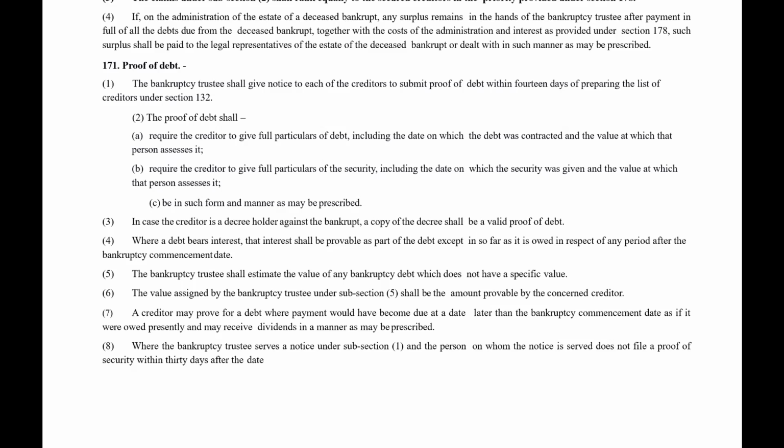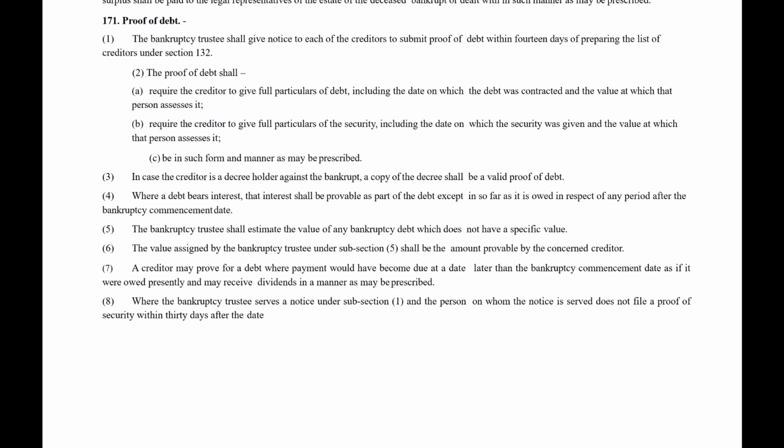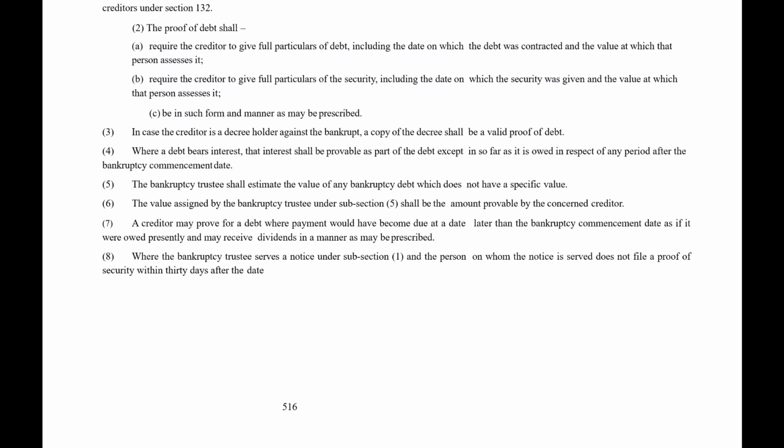तो यहां पर भी क्या कह रहा है कि इंटरेस्ट आपको प्रूव कितना करना है, it shall be provable as part of the debt except insofar as it is owed in respect of any period after the bankruptcy commencement date. So you have to claim the interest up to bankruptcy commencement date only. ठीक है, the bankruptcy trustee shall estimate the value of any bankruptcy debt which does not have a specific value. The value assigned by the bankruptcy trustee under subsection 5 shall be the amount provable by the concerned creditor. A creditor may prove for a debt where payment would have become due at a date later than the bankruptcy commencement date, as if it were owed presently, and may receive dividends in a manner as may be prescribed.